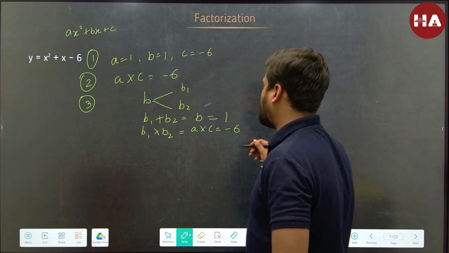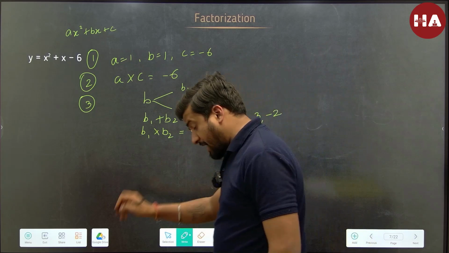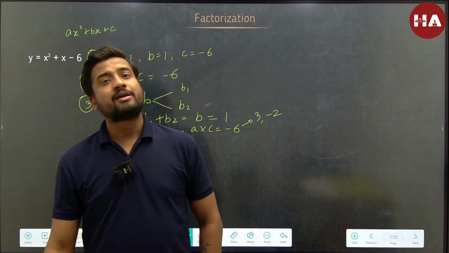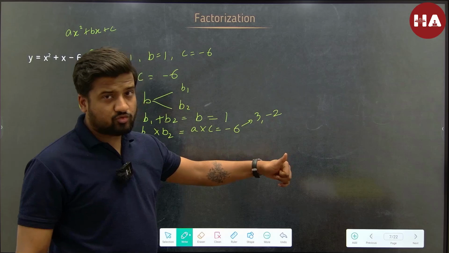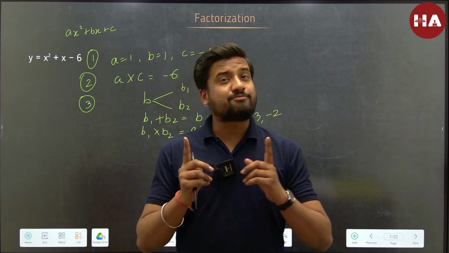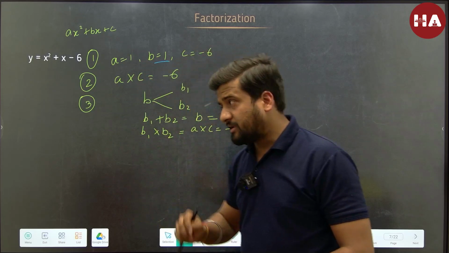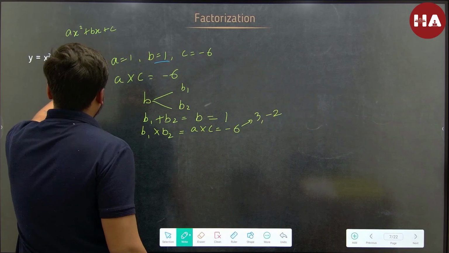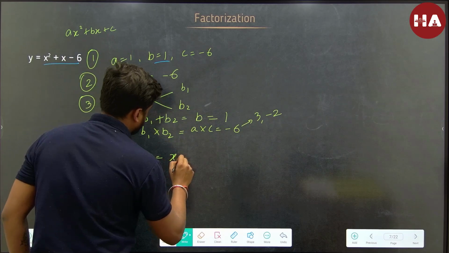So those two numbers are going to be 3 and minus 2. Now you might ask, sir, we could have also taken minus 3 and 2. Why not? Because if you add minus 3 and 2, you are going to get minus 1, but we need plus 1.